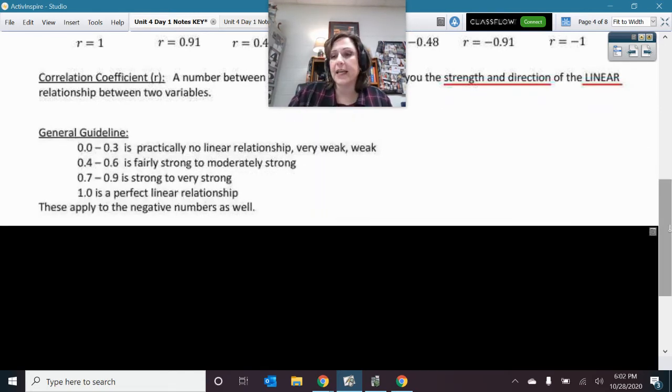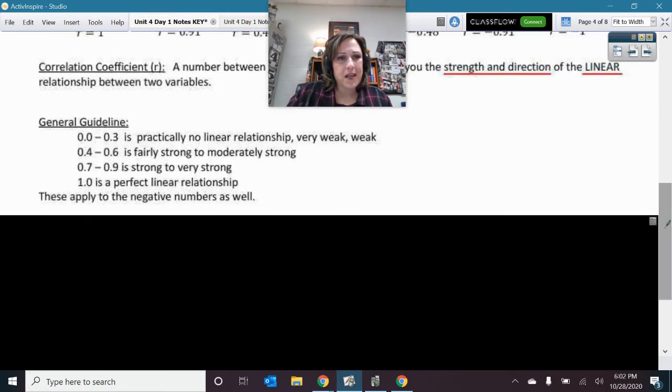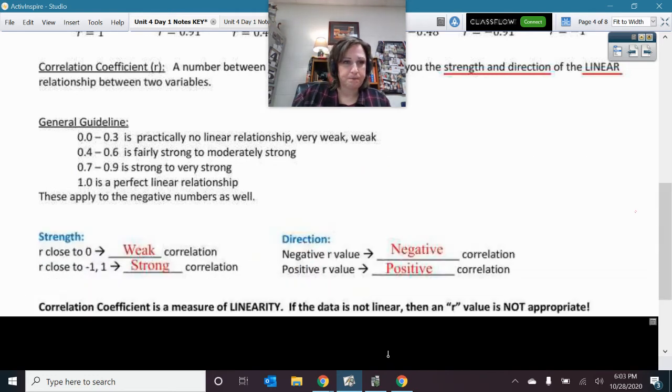Here's a general guideline: 0 to 0.3 is pretty weak. But look, 0.4, 0.5, 0.6, those are in the middle, the moderates. 0.7, 0.8, 0.9, strong to very strong. I'd probably even say 0.7 is moderately strong. And then, of course, 1 is that perfect relationship.